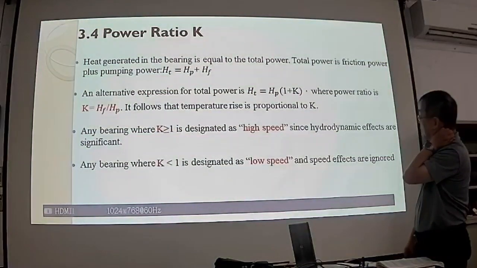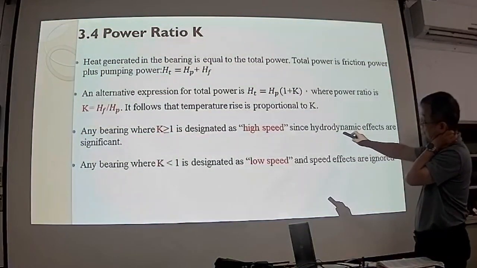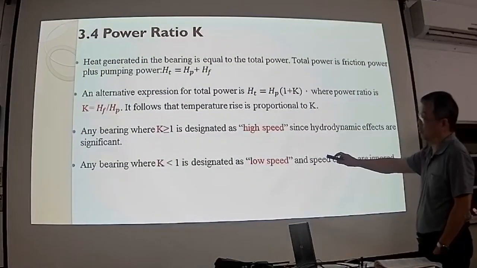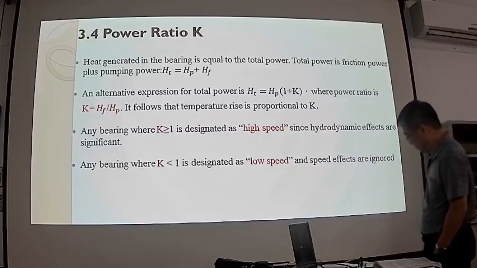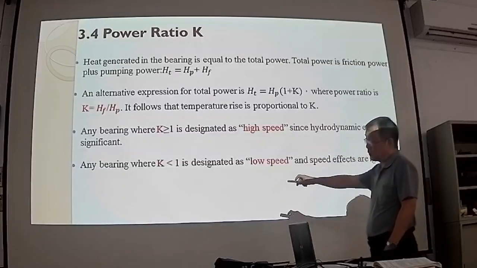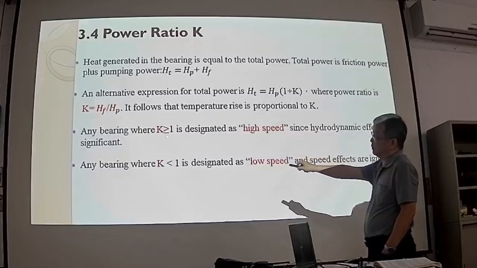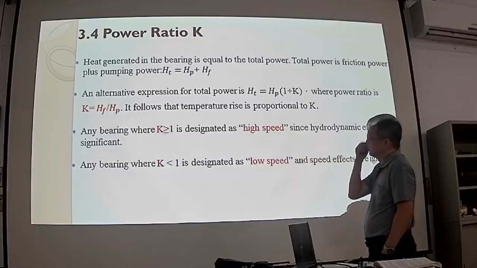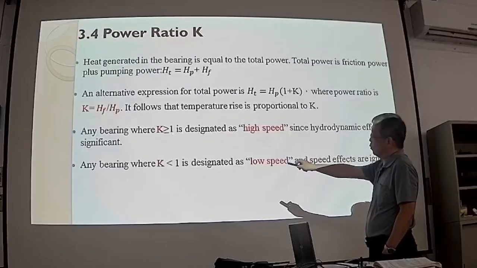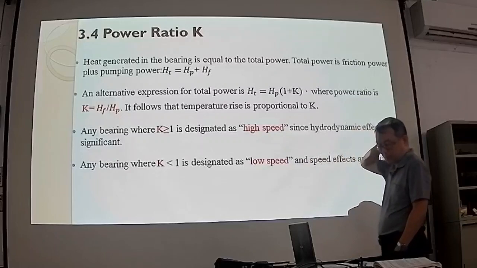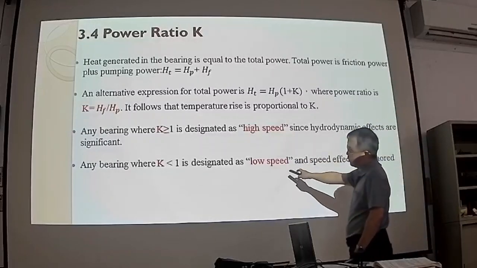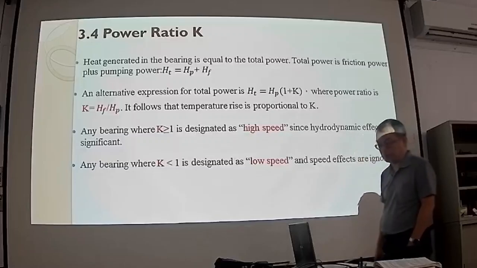So we are using the power ratio, which is the friction power divided by the pumping power. We use the K constant to classify. If K is greater than 1, it's called the high speed bearing. If K is smaller than 1, it's called the low speed bearing.